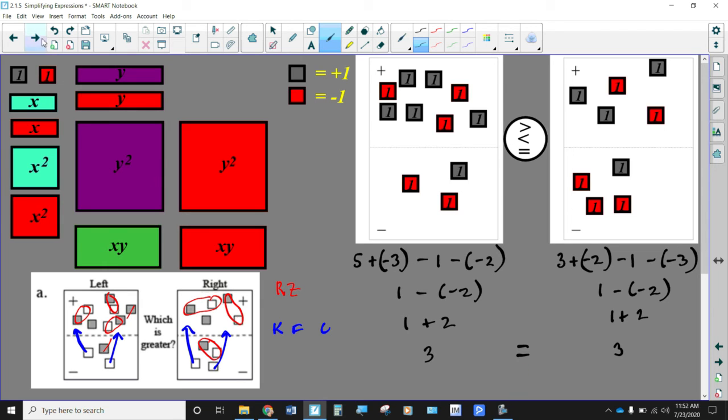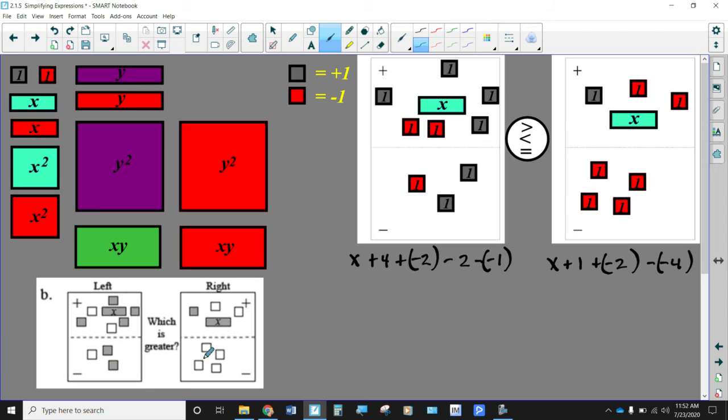Okay, let's do the next one. Or do you need me to pause? Well, let me see if you can do this one on your own. So I'll pause it. You see what you can do with this and see if you get the same answer as me.